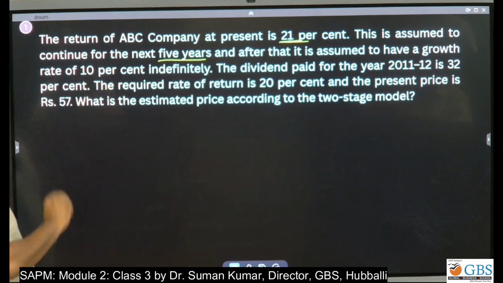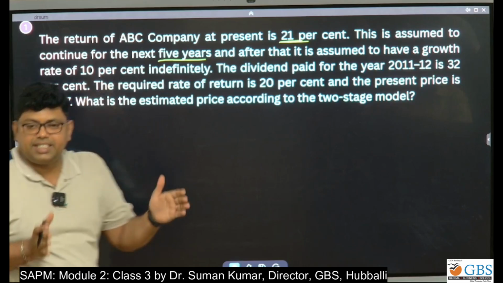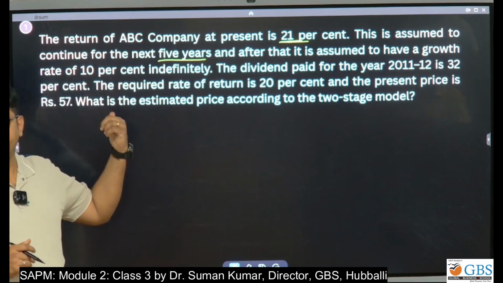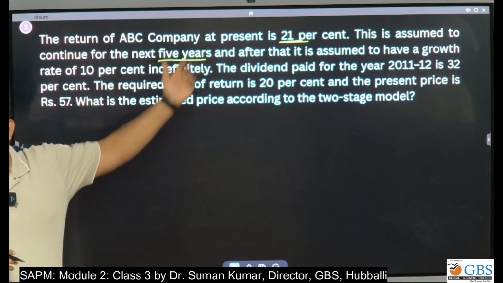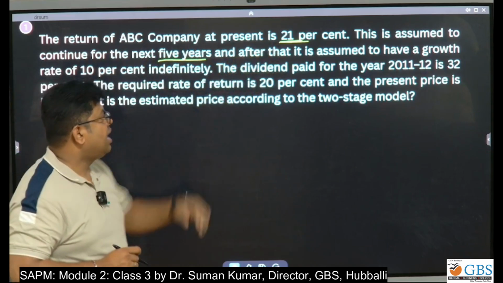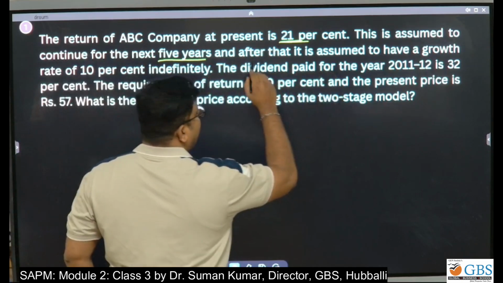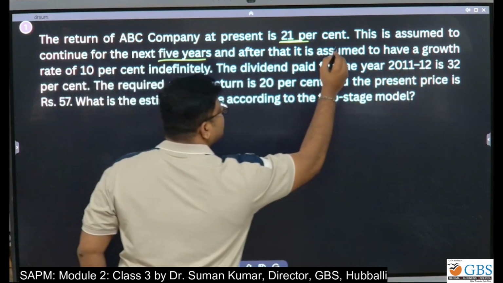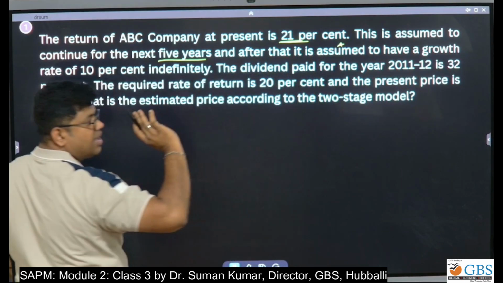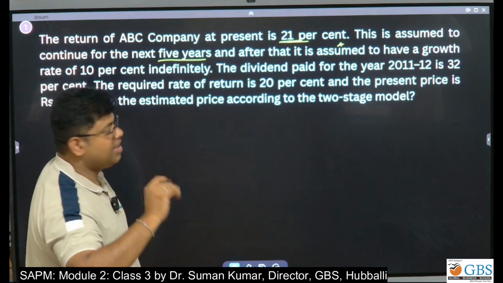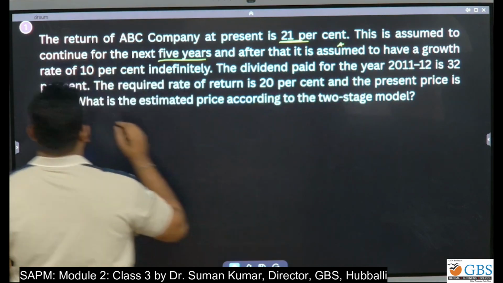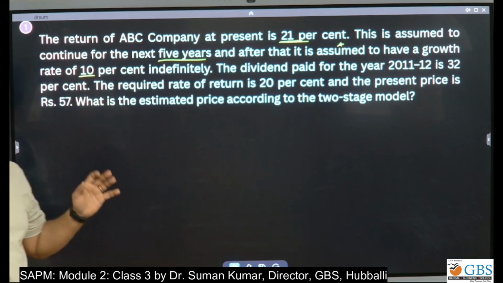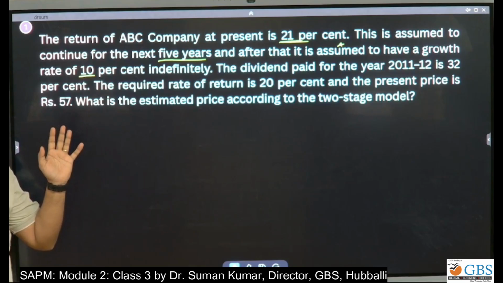So 21%. This is the first stage. What is the duration of the first stage? 5 years. For 5 years, the dividend growth rate is 21%. And after that, it is assumed to have a growth, assumed. See, everything is assumption. We don't know. Assumed to have a growth rate of 10%. This is the second stage dividend growth rate, 10%.